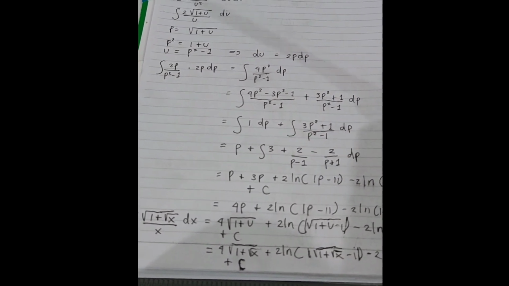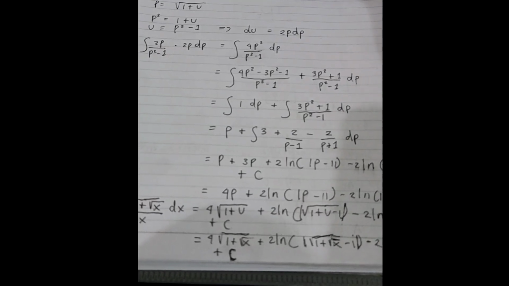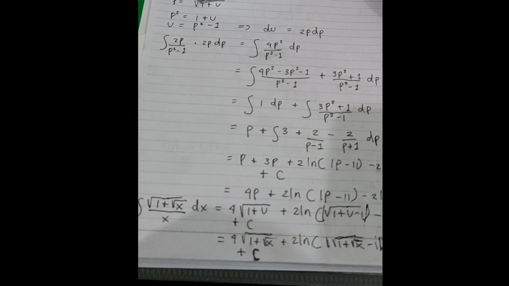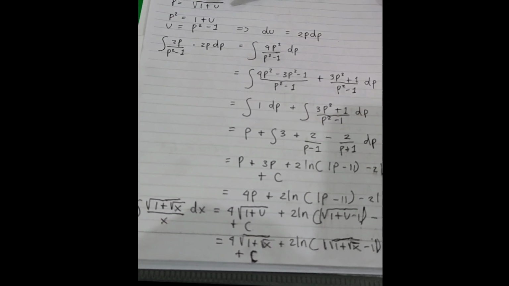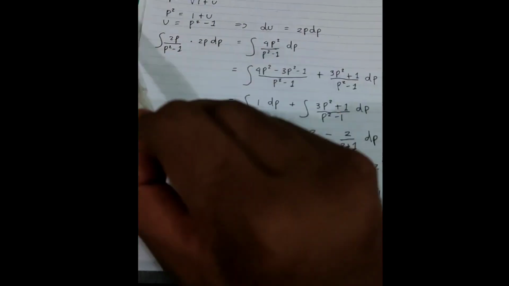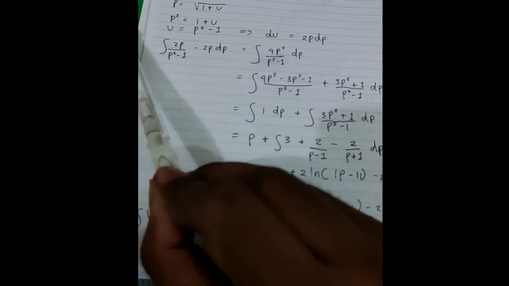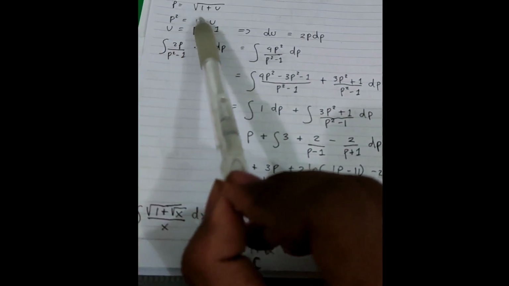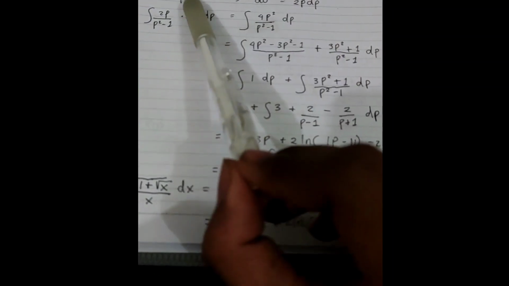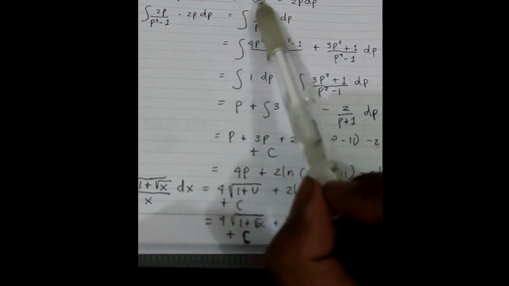We need a double substitution of rationalizing. So let's start with the second substitution. We consider p equals the square root of 1 plus u, which is p square, because the square root is moved to the left side of the equal sign. It's p square equal to 1 plus u. So u is equal to p square minus 1, right? So minus 1 is moved to the left of the equal sign. So here we have the derivative of u, it's equal to 2p dp.